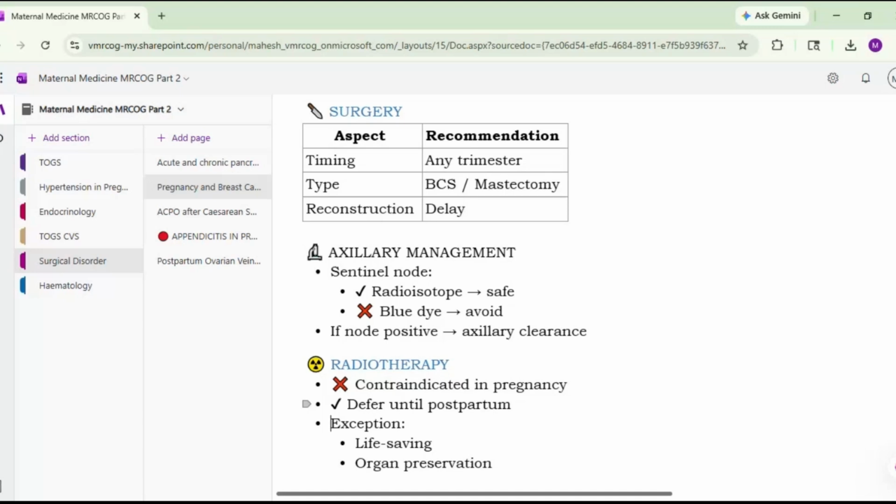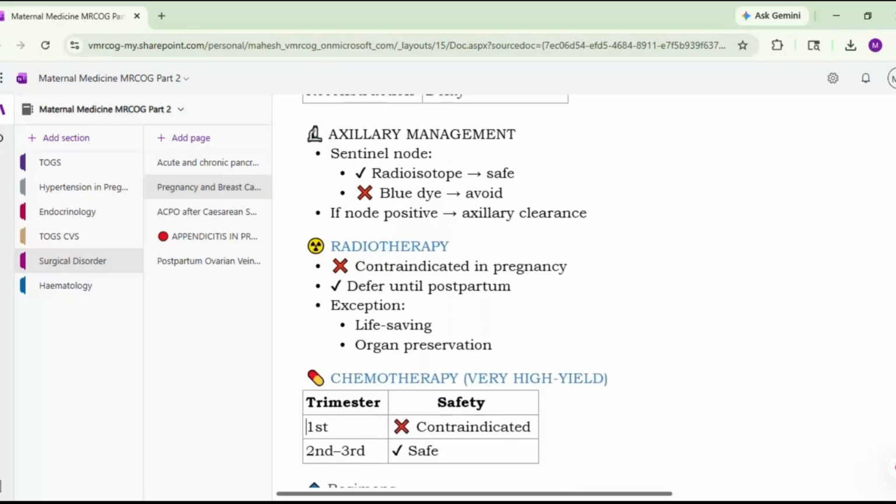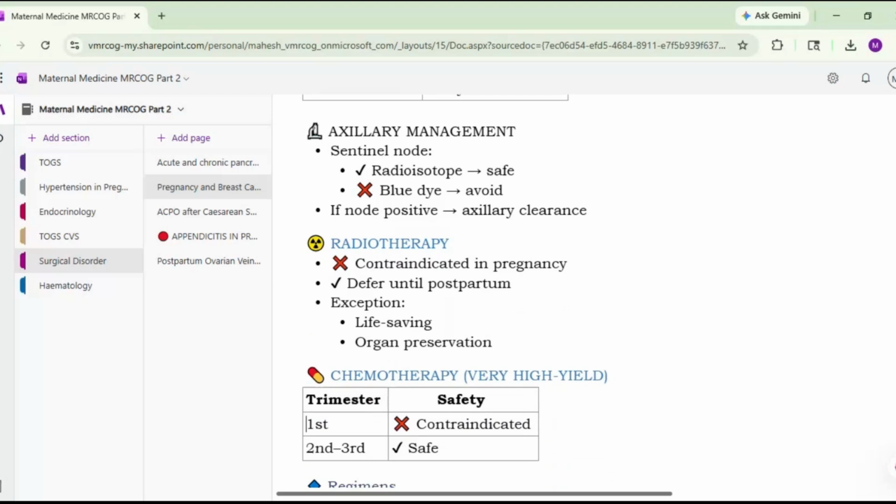And what about the radiotherapy? Radiotherapy is contraindicated in pregnancy. We need to defer it until the postpartum period, unless it is life-saving or it is required for organ preservation. Okay. Then what is the role of chemotherapy?